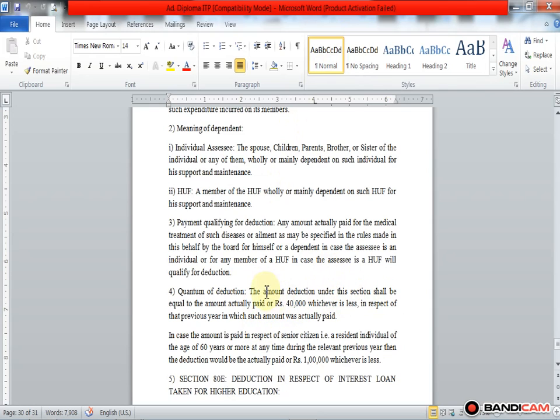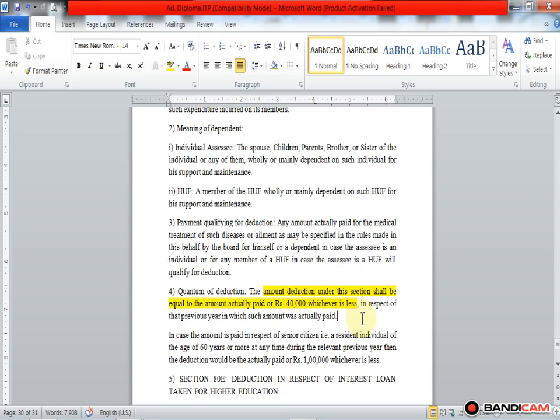So here the amount of deduction under this section shall be equal to the amount actually paid or rupees 40,000, whichever is less. So here the actual expenditure incurred on the assessee or the dependent, or rupees 40,000, whichever is lower, is allowed for deduction under section 80DD.